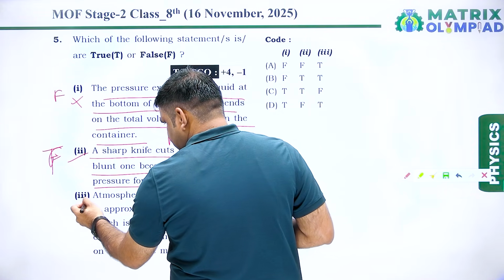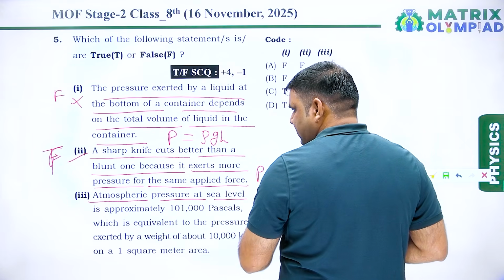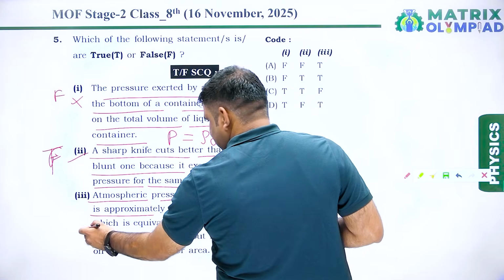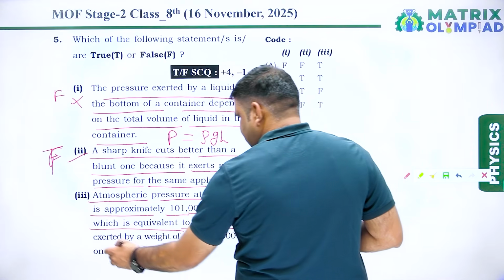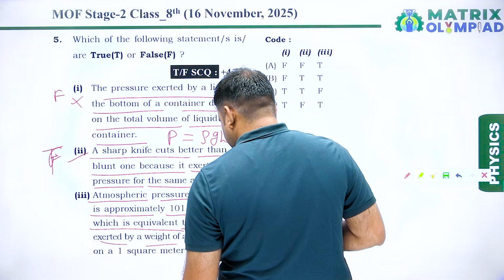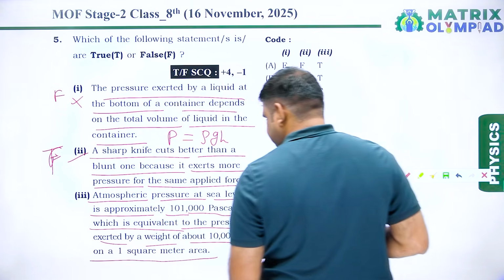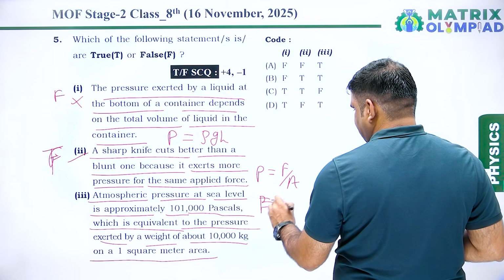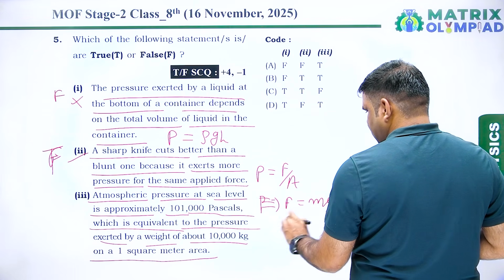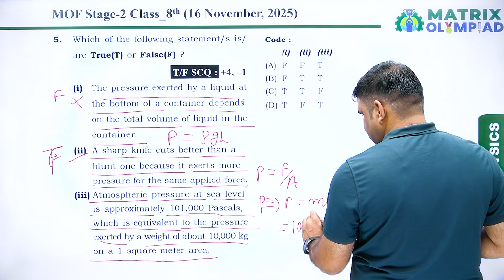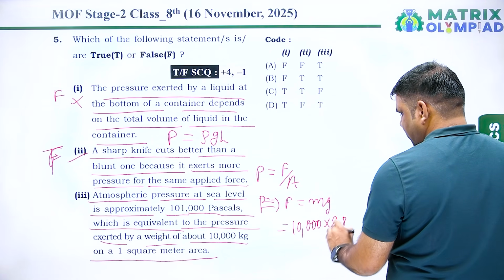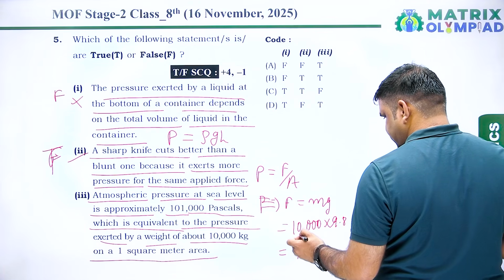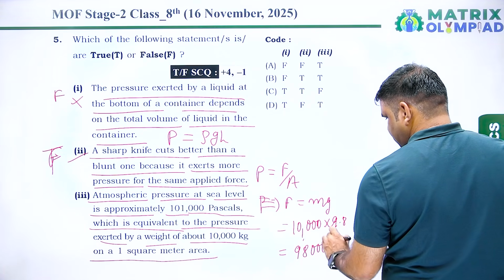The next one, the third statement, is: atmospheric pressure at sea level is approximately 101,000 pascals, which is equivalent to the pressure exerted by a weight of about 10,000 kg on a 1 square meter area. The pressure formula is F upon A. F is mg, where m is 10,000 and g is 9.8. So we have 98,000, that is Newton.